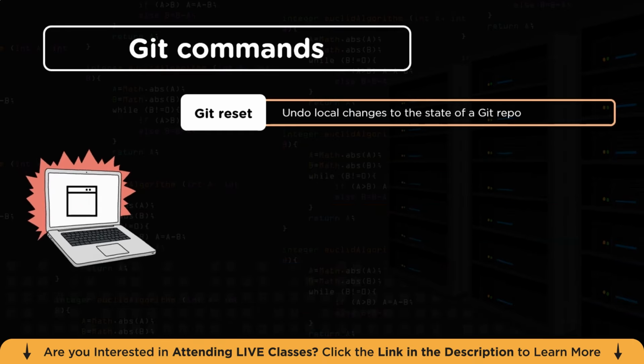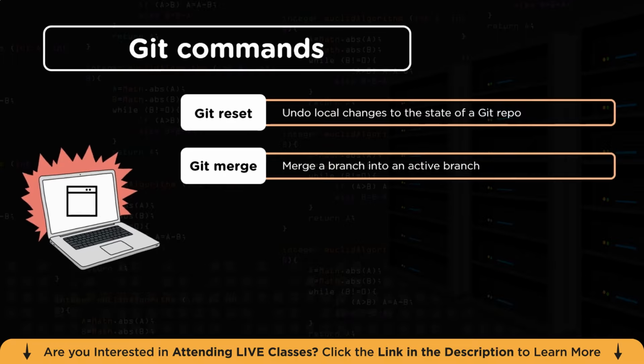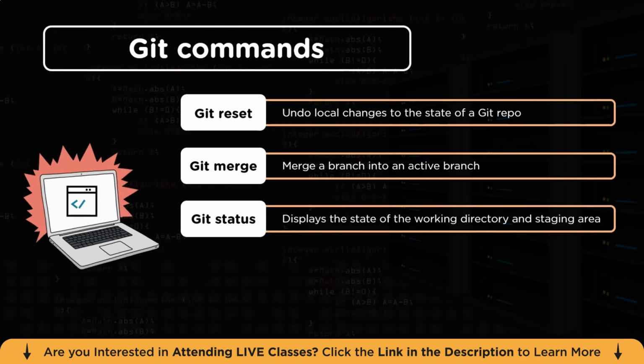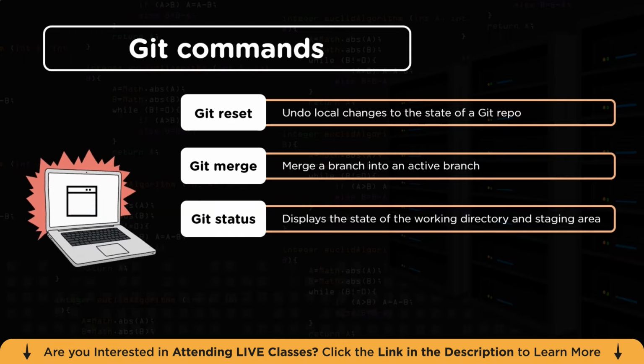Next command is the git reset command. This command helps in undoing the local changes made to the state of a Git repo. Moving forth, we have the git merge command. This command helps in joining two or more development histories or branches together into an active branch. Then we have the git status command. This command helps in having the status of all the files that got deleted or created or got modified. The status of all such files can be obtained with the help of git status command.